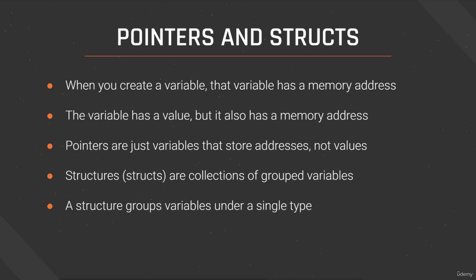And in C, we have the concepts of pointers and structures. When you create a variable, that variable itself has a memory address. So the variable has a value, but it also has a memory address because the variable has to be somewhere in memory to exist. And pointers are just variables that store addresses and not values. While structures, or structs, are collections of grouped variables. And a structure groups those variables under a single defined type. So you can think of structures as similar to Python objects.